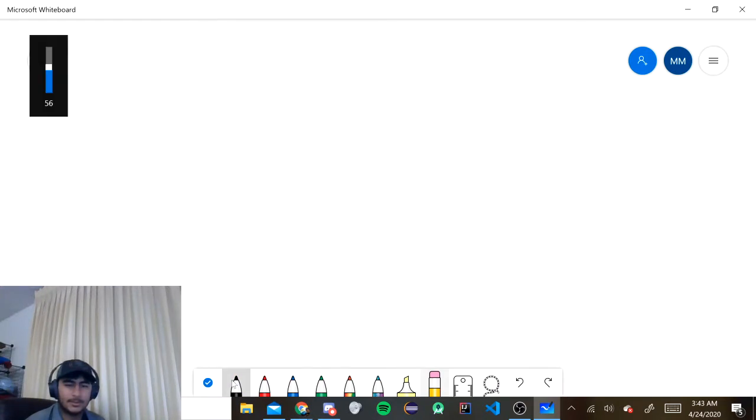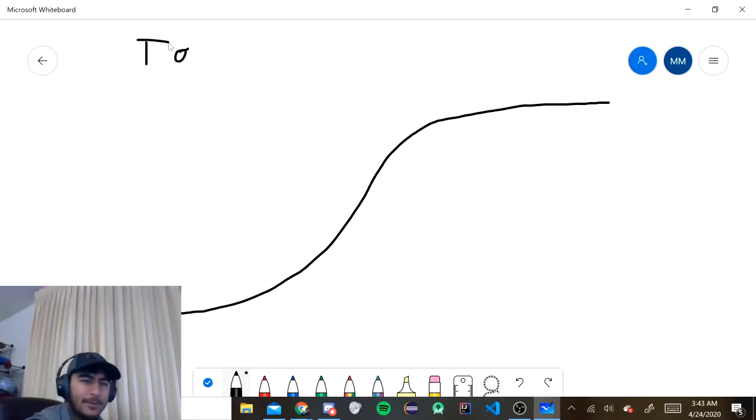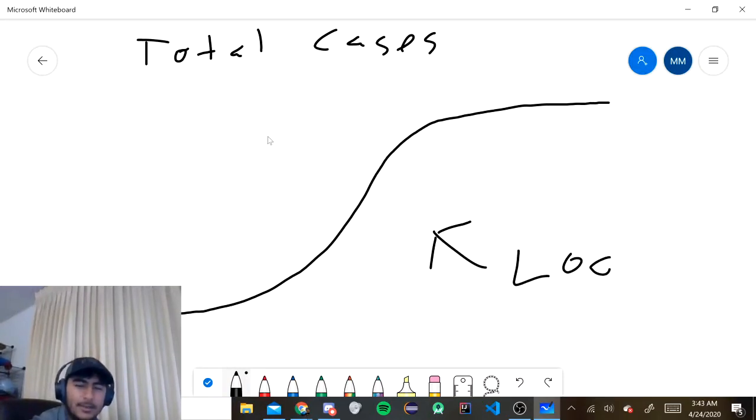All right, so the super black pencil. Here we are. This is what total cases are going to look like. This is total. In fact, I can write with my finger, one of the advantages of a touch screen. Total cases. I need to work on my handwriting. All right, total cases. So what do we call this function? We call this a logistic model.